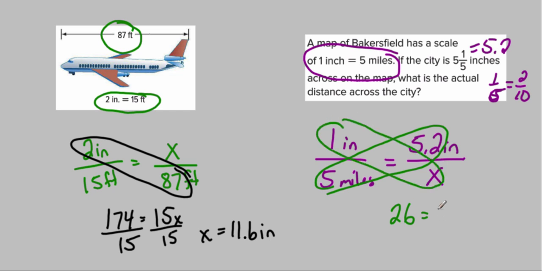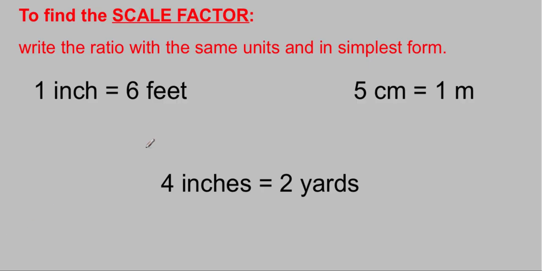1 times x gives me 1x, or x. So x is equal to 26 miles. So on a map that says 1 inch represents 5 miles, if a city is 5 1/5 inches across on the map, so that's how big it is when it's drawn on the map, in real life it would be 26 miles in size. So it's really all about setting up and solving those proportions.